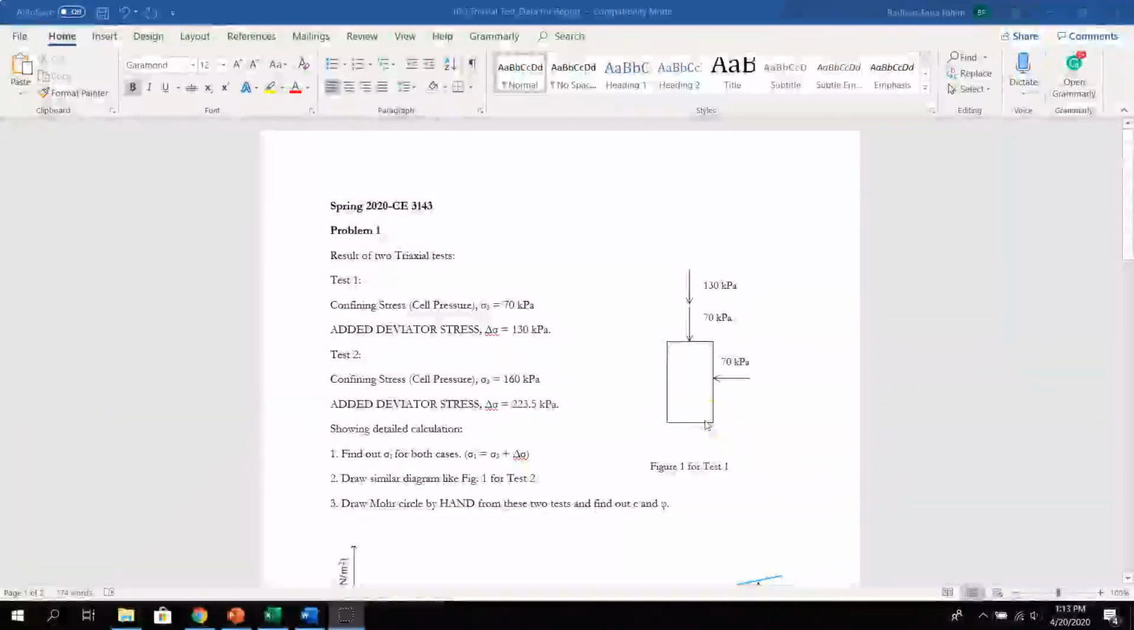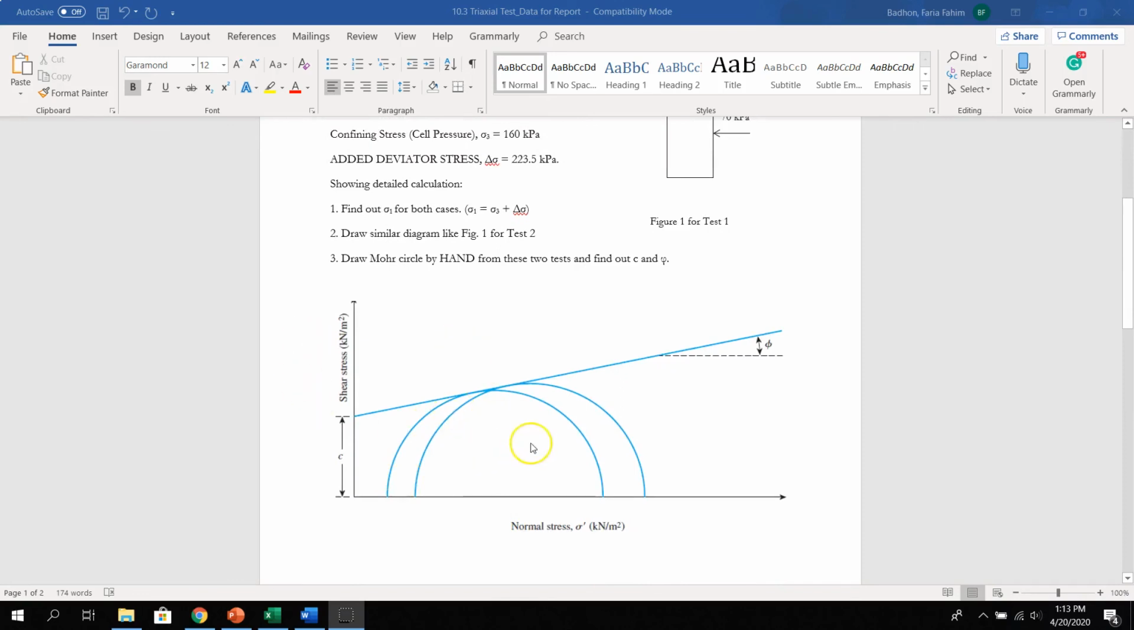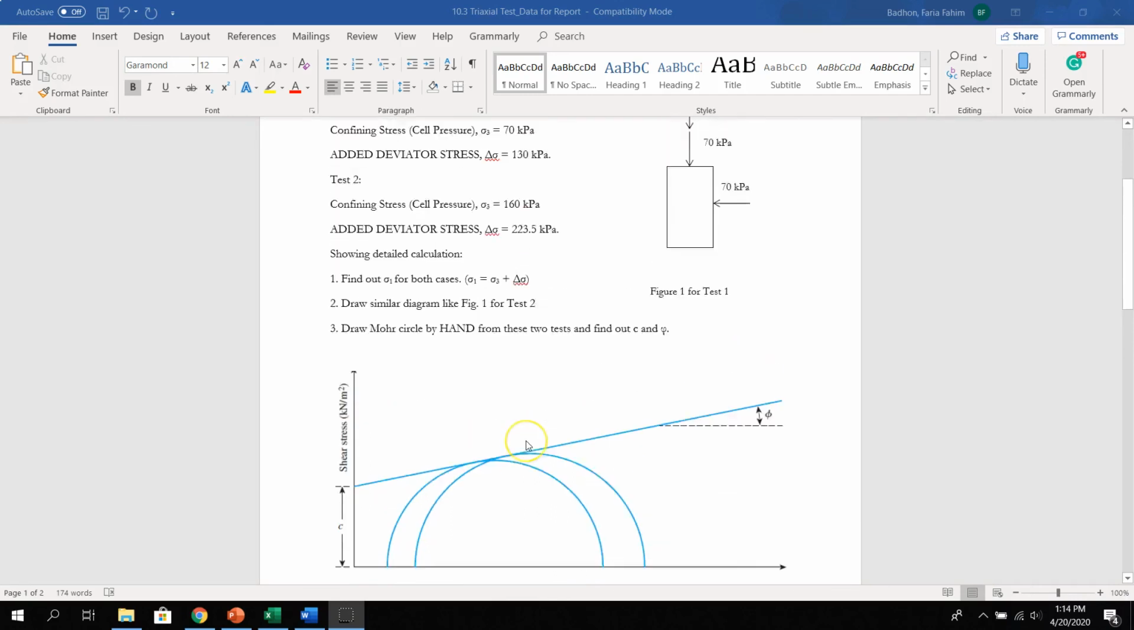For your lab report, you have to solve two problems. For problem 1, the triaxial test has been conducted for two different confining stresses. In test 1, your confining stress is given and added deviator stress is given. So your sigma 3 will be equal to the confining stress, and you have to calculate sigma 1. Then you have to draw a Mohr circle by hand. You have to draw your Mohr circle by hand means you have to draw it on a paper and using a compass, not using any software.